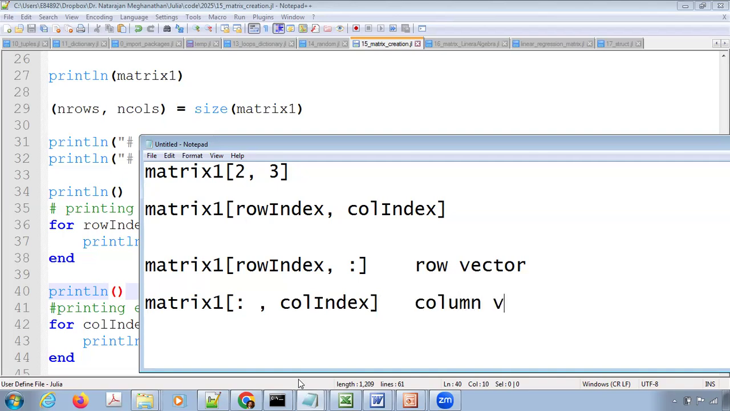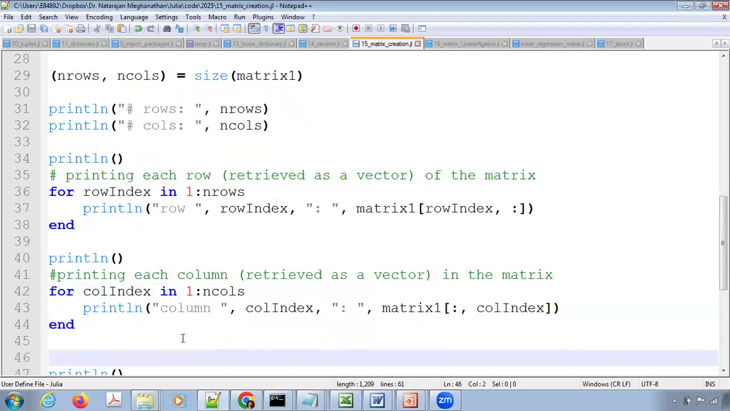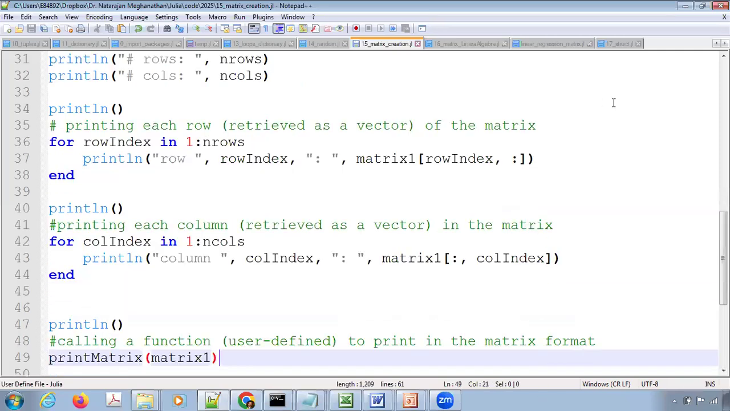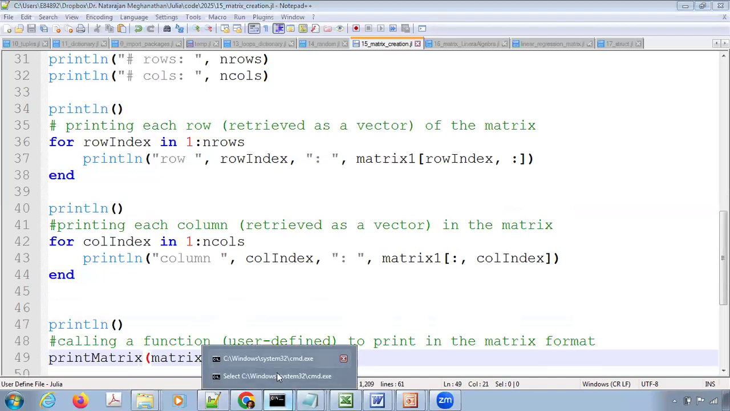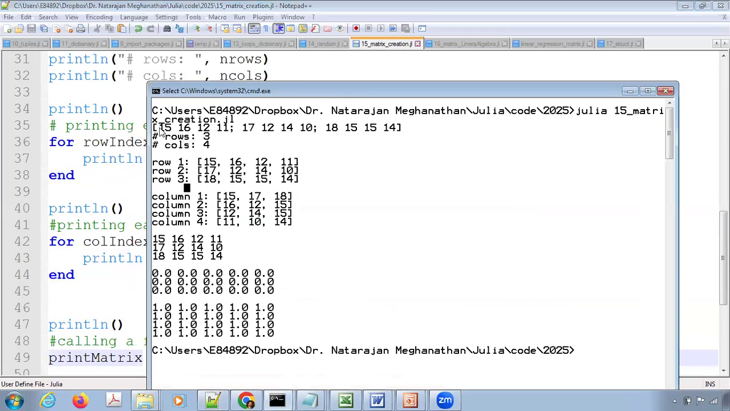So in this case, we can extract a column vector. You will run a for loop, for i in 1 to n cols in this case, and specify the column index of the matrix 1. Okay, that will do. If you see the output, that's what I'm showing here. The first row is 15, 16, 12, 11, that's row 1. Then 17, 12, 14, 10, that's row 2. And then 18, 15, 15, 14, that's row 3.